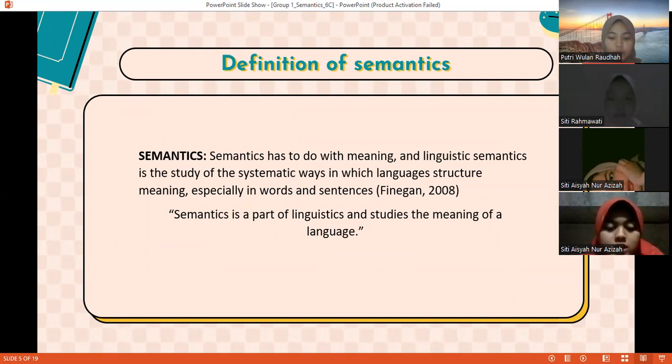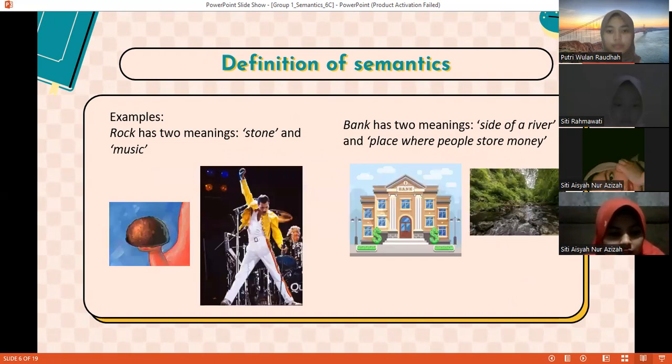Okay, do you know language has many meanings? When you look in a dictionary, you must have seen a word that has many meanings. So to be clear, let's see the example. The example here is a word that has several meanings. The first word is rock. Rock has two meanings. First, rock is a stone, or in Indonesian, batu. Look at the picture. This is a stone.